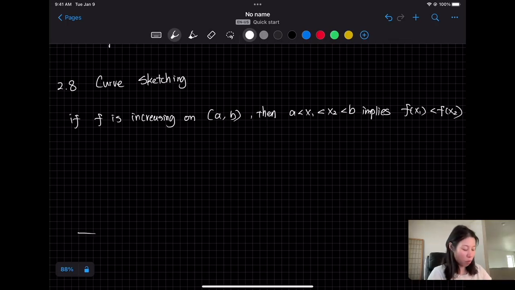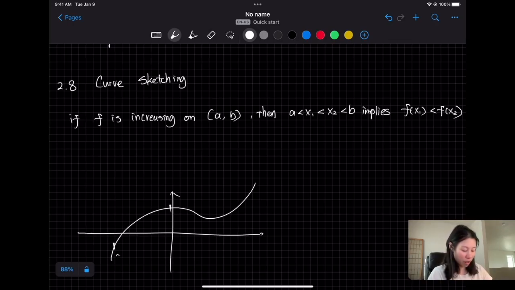Because if you think about what an increasing function looks like, at these two intervals, let's say this is a and b, for every x1, x2, this is f(x1), f(x2). If x1 is less than x2, then f(x1) has to be less than f(x2).